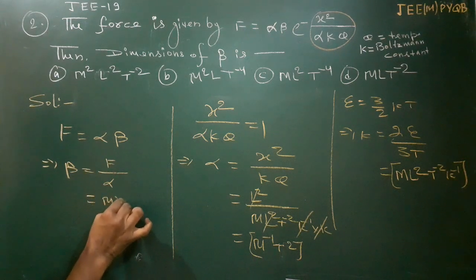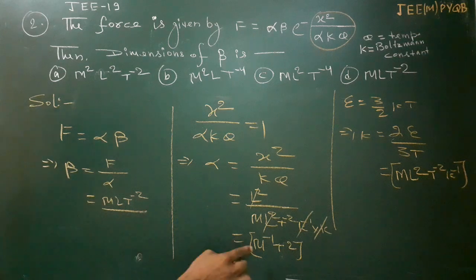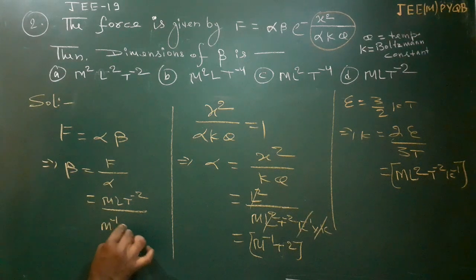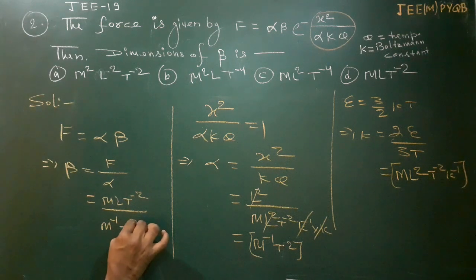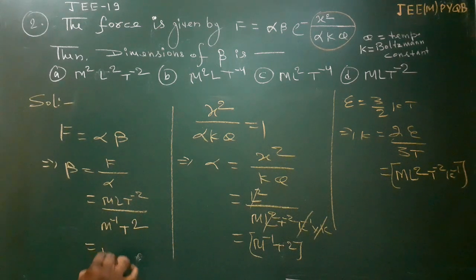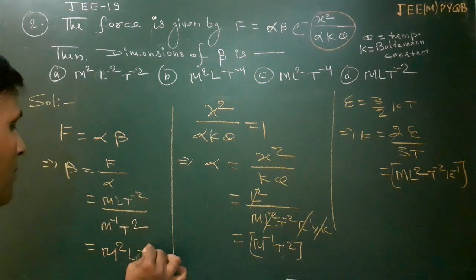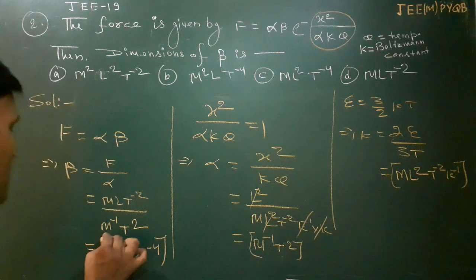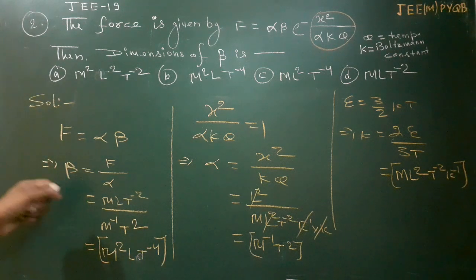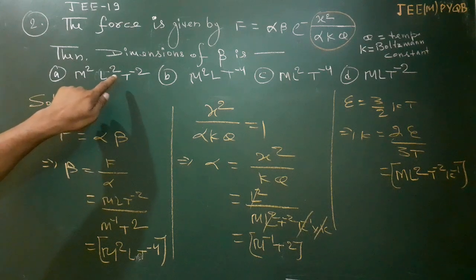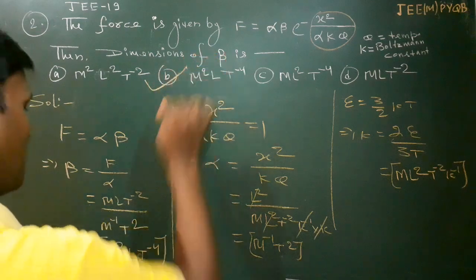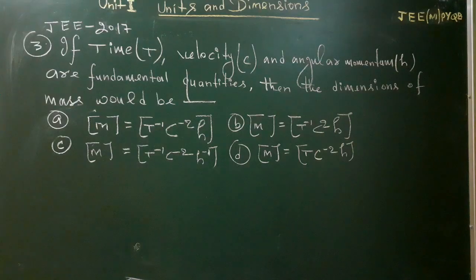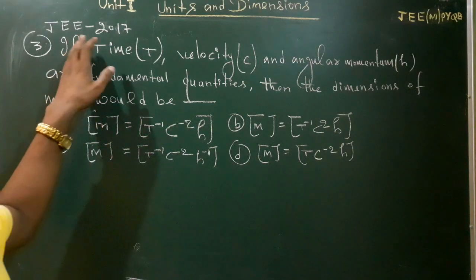F is M L T minus 2, and alpha, you know, is M minus 1 and T minus 2 T 2, and that is M2 L T minus 4. This is the dimensions of beta. So M2 L T minus 4, this one will be the answer. This is the third question, JEE 2017.